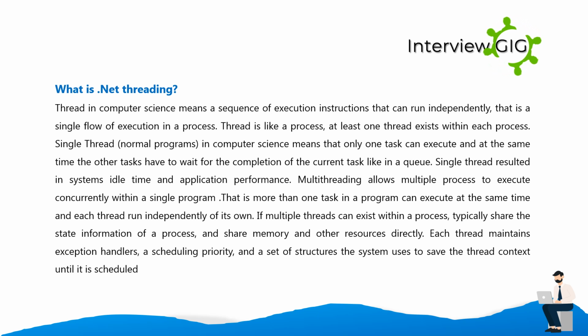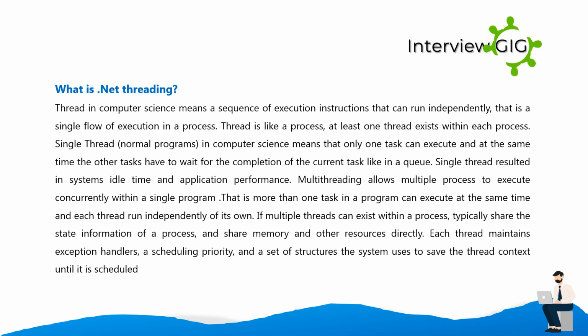What is .NET threading? Thread in computer science means a sequence of execution instructions that can run independently, that is, a single flow of execution in a process. Thread is like a process; at least one thread exists within each process. Single thread, in normal programs, means that only one task can execute at a time and the other tasks have to wait for the completion of the current task, like in a queue. Single thread results in system idle time and poor application performance.